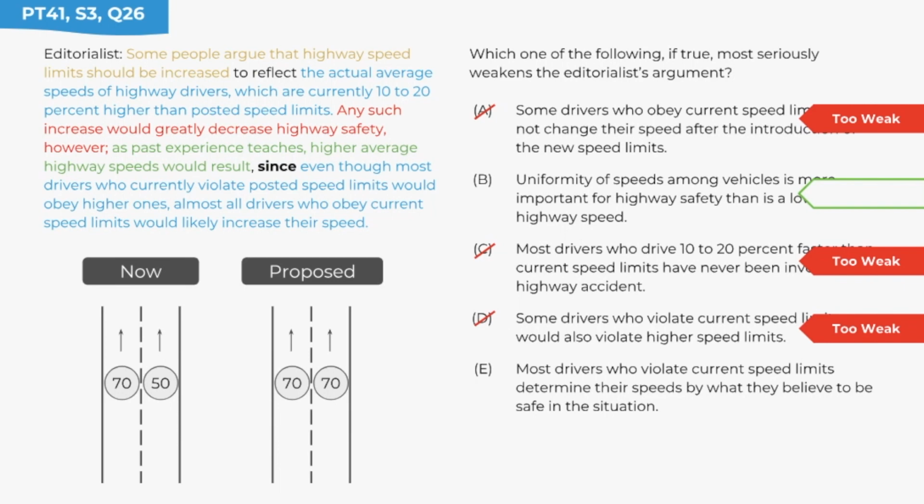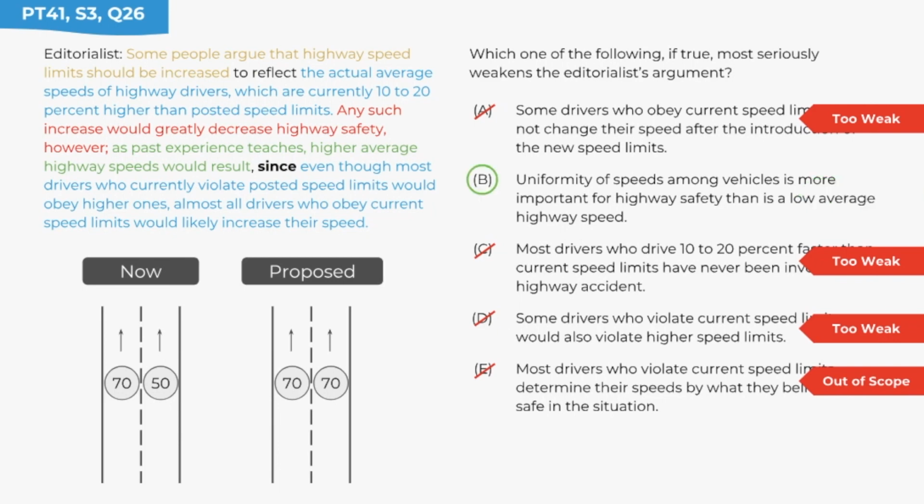So let's look at answer choice E. Most drivers who violate current speed limits determine their speeds by what they believe to be safe in the situation. What these people believe to be safe in the situation simply isn't relevant to the argument. So this one's out of scope. And that lets us choose answer choice B with confidence.